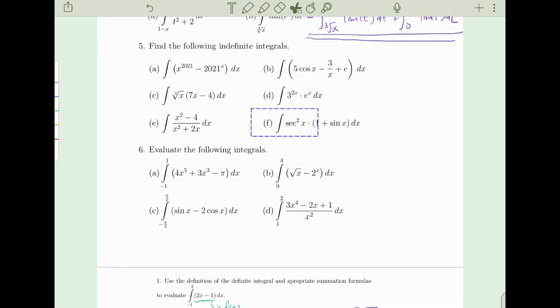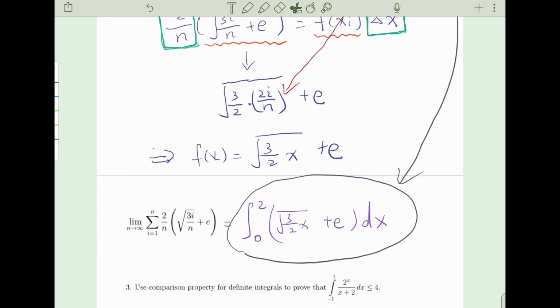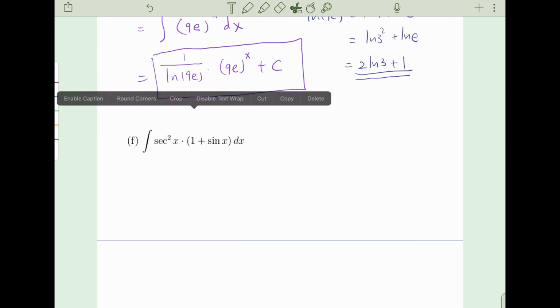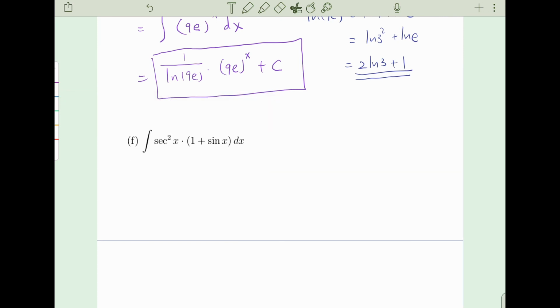Now take a look at this question F. That looks very complicated.